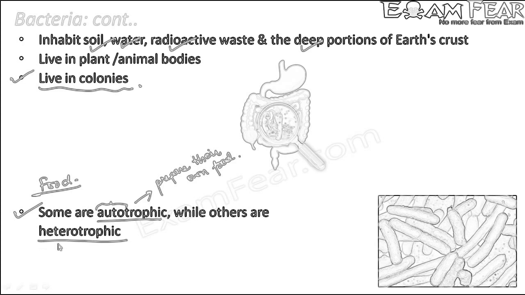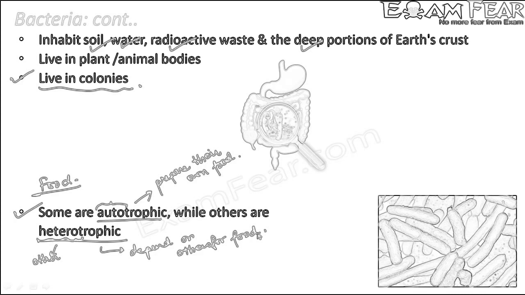Whereas hetero means others. So heterotrophic organisms depend on others for their food. Now, one example of a heterotrophic organism would be an animal, for example, a goat or a cow. They depend on plants for their food, and plants are other living organisms.